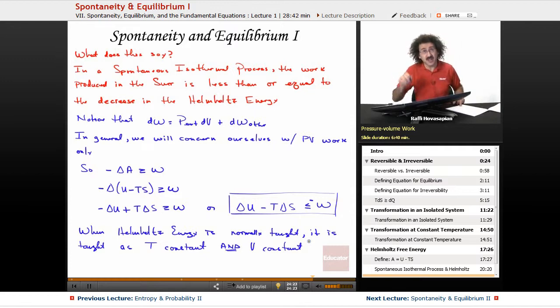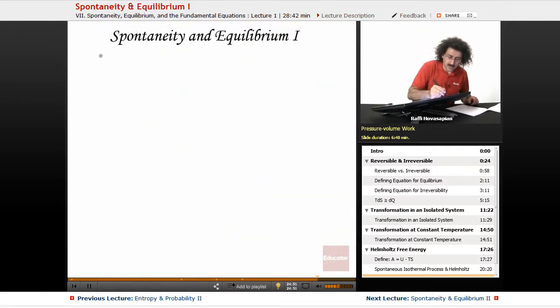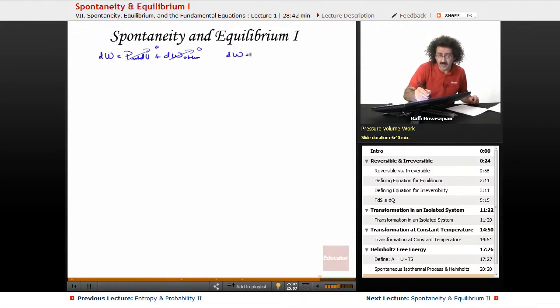Now, if V is constant, that means that this portion of the work is 0. Because if V is constant, then dV is 0, so there is no pressure volume work. And the only work you have is work other. Well, we just said that in general, we're not going to concern ourselves with other work. So if we're going to drop this, we have dW equals P external dV plus dW other. If we forget about the other work, and if we hold volume constant, then this is going to be 0, then this is going to be 0.